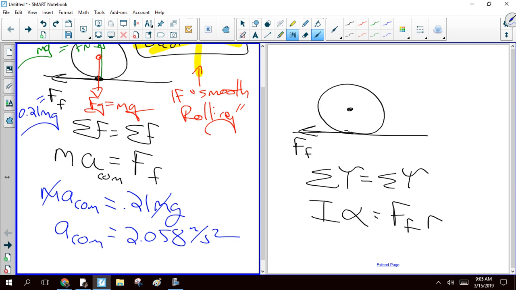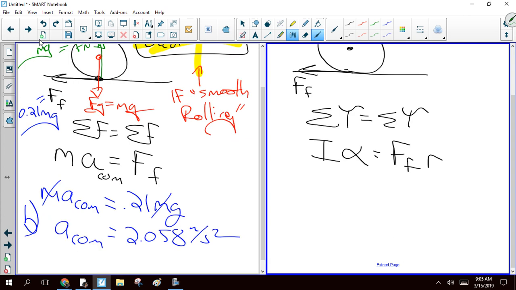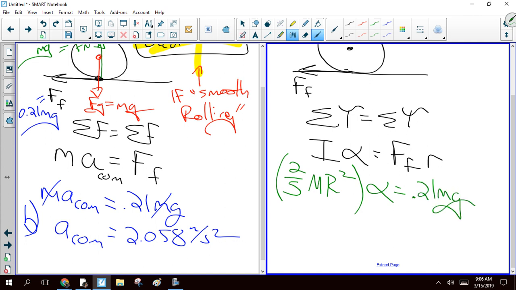So this is how quickly the bowling ball is going to lose speed as a result of friction. C says during the sliding, what is the ball's angular acceleration? So this was B. C, we go over here, right? So let's see, I for the bowling ball is 2/5 times the mass of the bowling ball times r squared, times alpha equals the force of friction, which is 0.21 mg times r. Do we know the radius? Yes, we do! Oh, good.